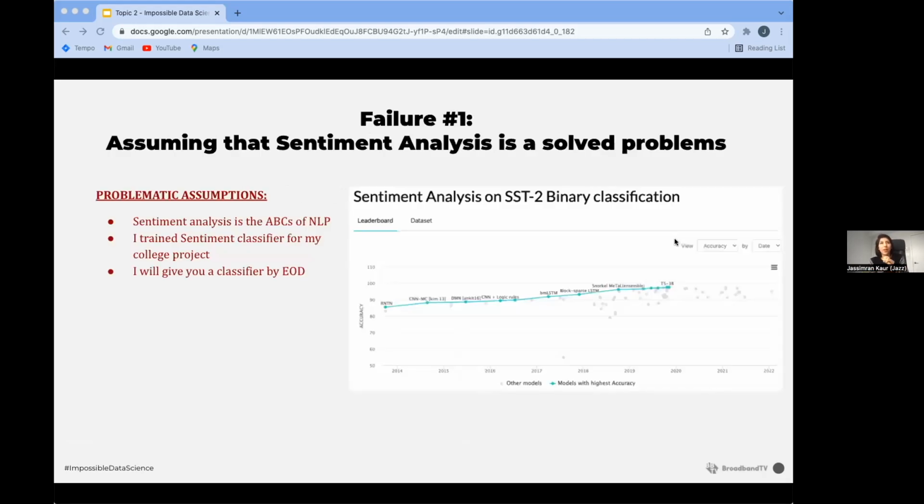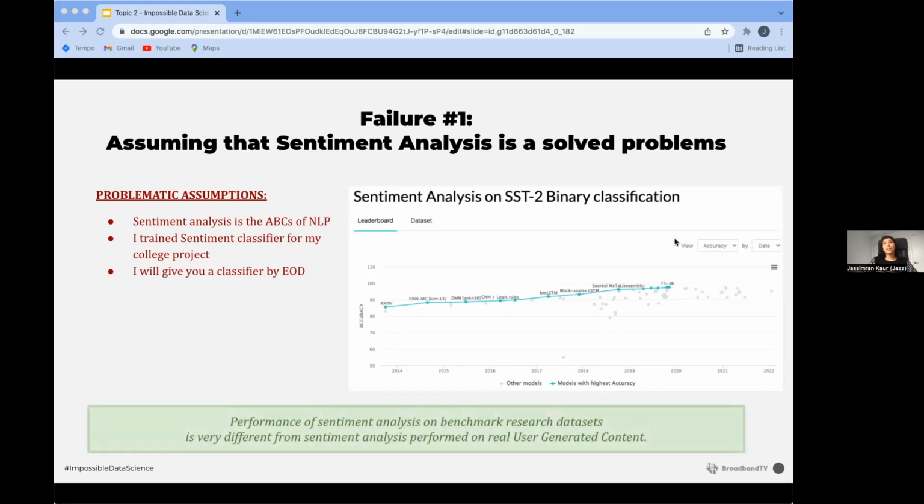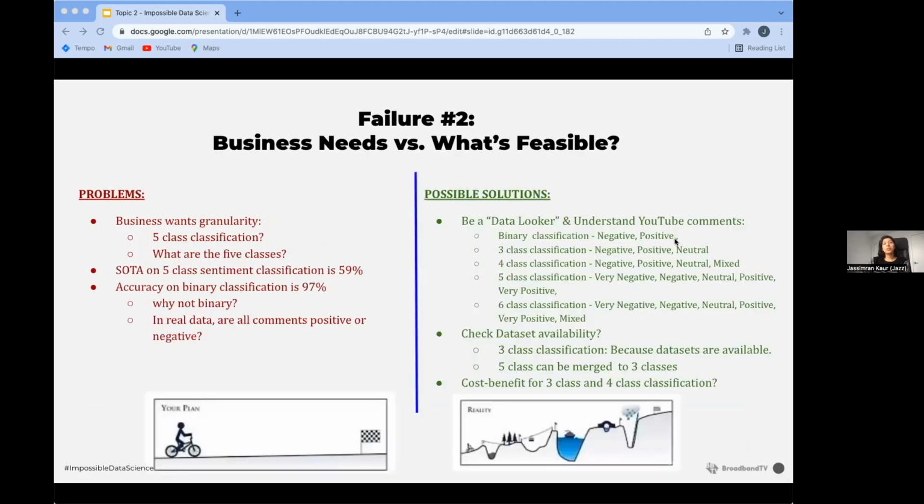So let's start with what did not work, what failed, and why it made this simple problem of sentiment analysis not so successful. So first one, assuming that sentiment analysis is a solved problem. Like, we were so confident, we were like, hey, the classifier will be ready by end of the day. Okay, I did this as my college project, so it's very much possible. And then you sort of look at the numbers, right? You say, yeah, sentiment analysis state of the art right now is about 96 to 97% accuracy. So yeah, we can achieve that. But the problem is that performance of sentiment analysis on the research data sets is actually very different than on your real user generated content.